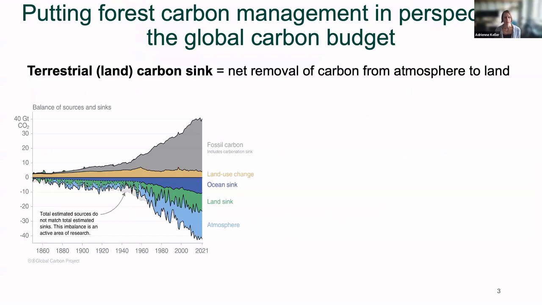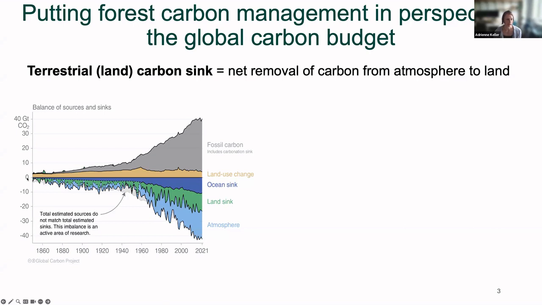So I want to start by putting forest carbon management into perspective and thinking about the global carbon budget. There's increasing interest, that I suspect many of you are aware of, in how we can maintain and increase the land sink to further draw down atmospheric CO2 and mitigate climate change. This figure on the left shows how fossil fuels have contributed to rising atmospheric CO2 concentrations over time. This is from the Global Carbon Project. If you're not familiar with them, I would encourage you to check it out. They have some really great resources that are very accessible and some really great infographics.